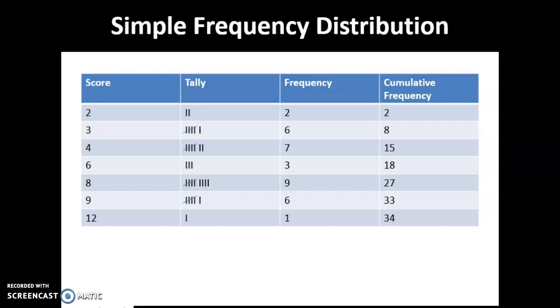Simple frequency distribution is used to see what scores people got and how many people achieved each score. As shown in the table, the scores are all shown in the first column, followed by tallies showing how many people got each score. The frequency column then shows the number of people who got each score, and then the cumulative frequency is worked out by adding the frequencies together to show how many people or things participated.